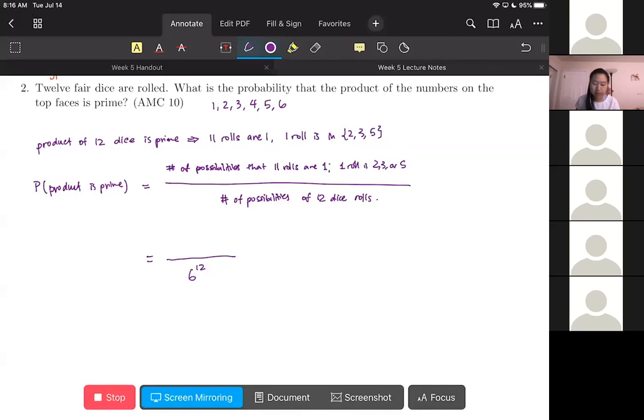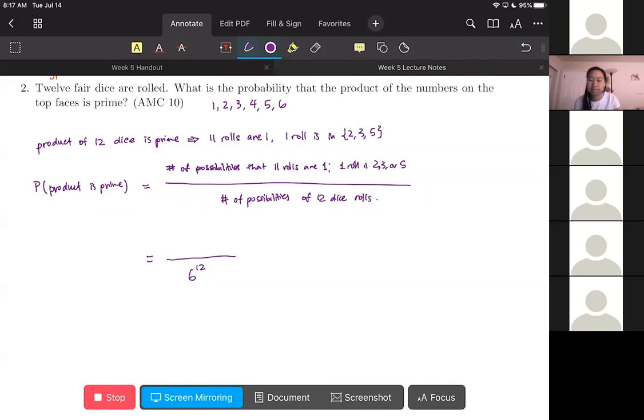And then what about the top? So we want to count the number of possibilities where 11 rolls are 1, and then one of the rolls is 2, 3, or 5. How many ways are there to do this? Well, the position of the dice matters in this one. Like, the third die is 5, and then all the other dice are 1, or is it just possible? Yeah, that's a great question. So when we're looking at the denominator, we decided that the order matters. So if the order matters in the denominator, then we have to make the order matter in the numerator.